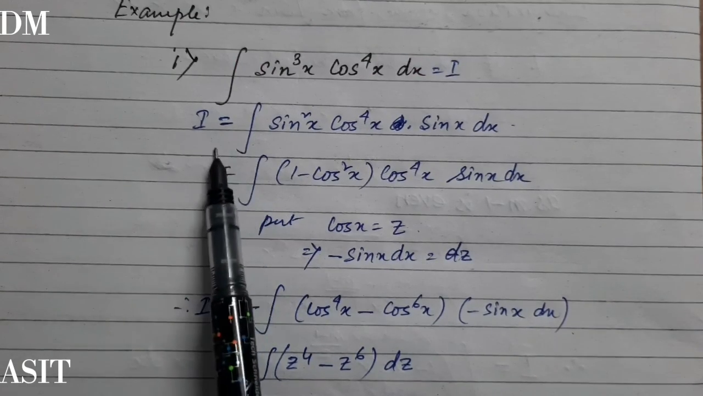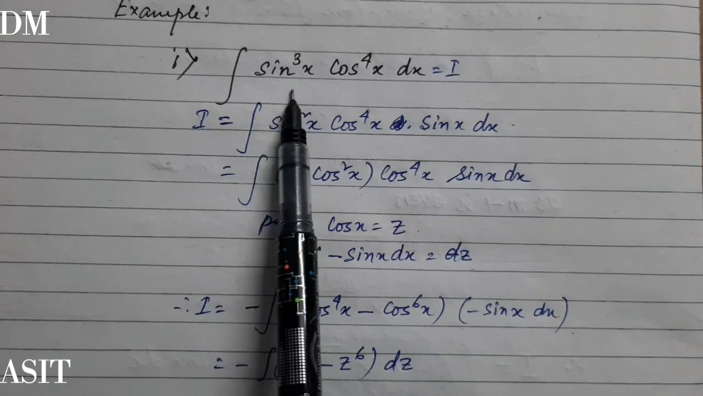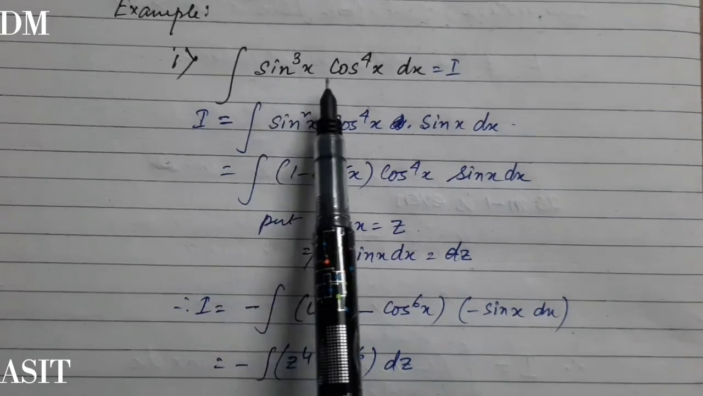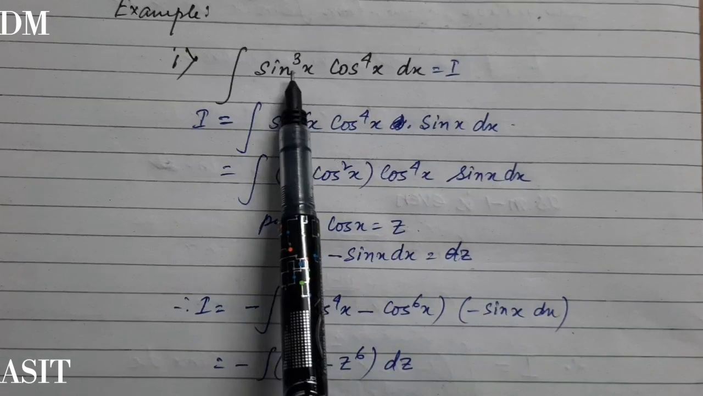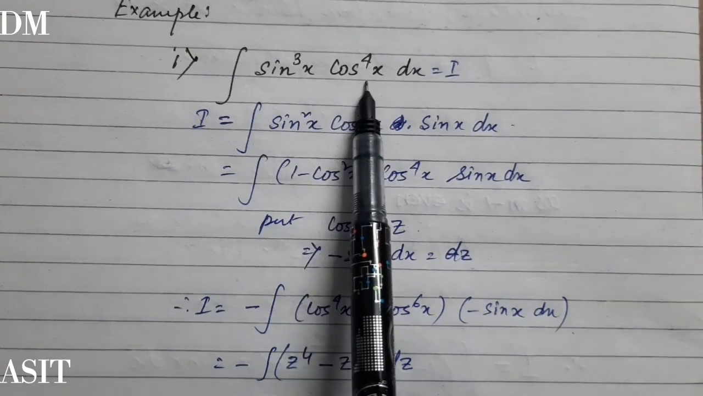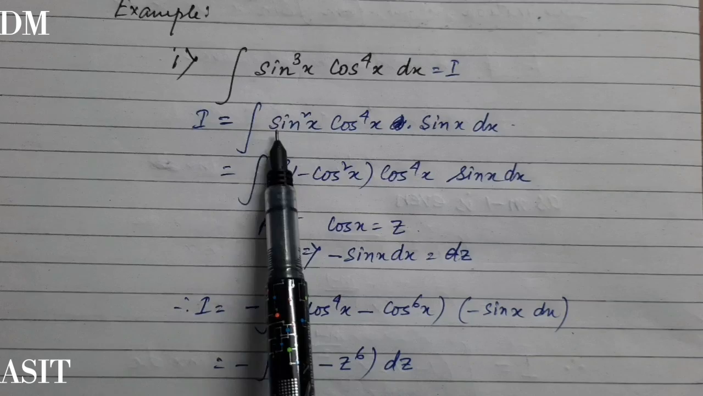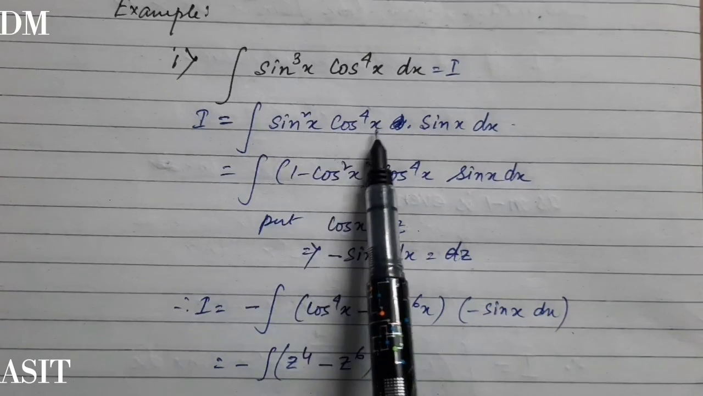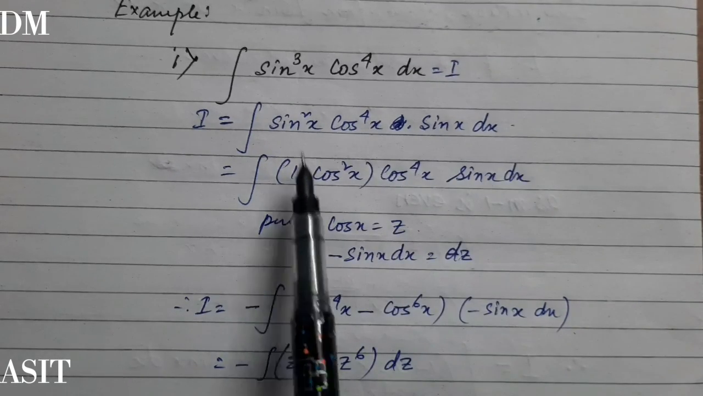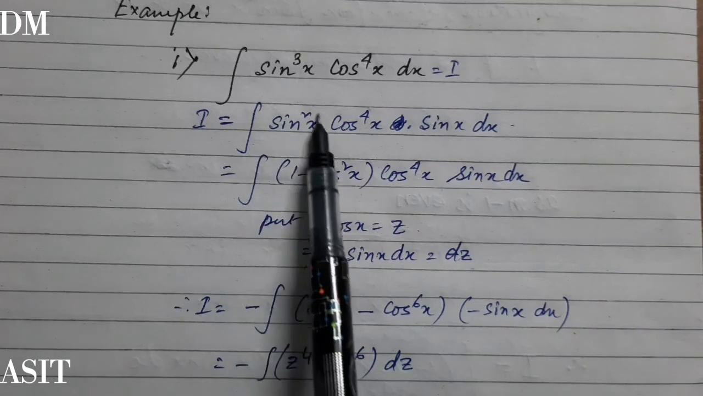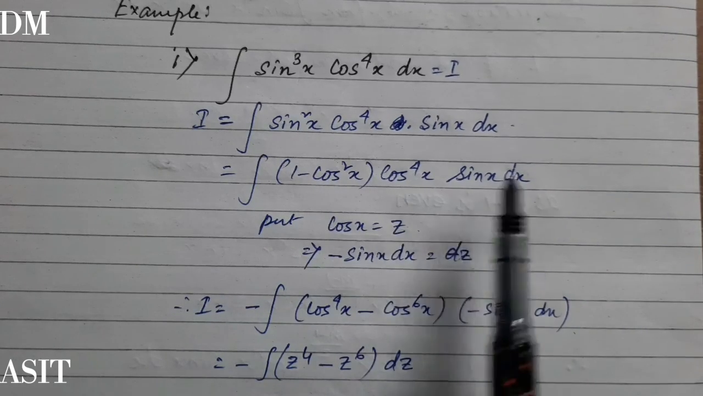We can see this example. Here it is given that sine to the power 3, that means sine cube x into cos to the power 4 x dx. So here we can see that m is odd and n is even. In that case we can write this as sine square x into cos to the power 4 x into sine x dx. Now simply I will make this sine square x as 1 minus cos square x into cos to the power 4 x into sine x dx.